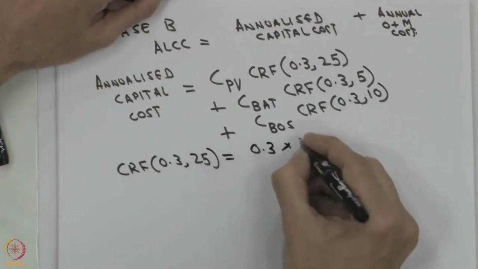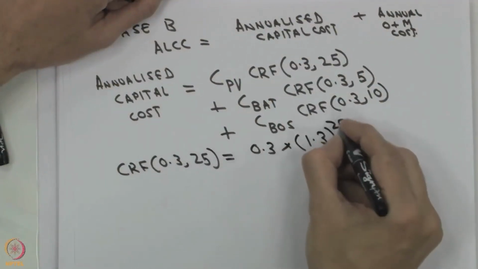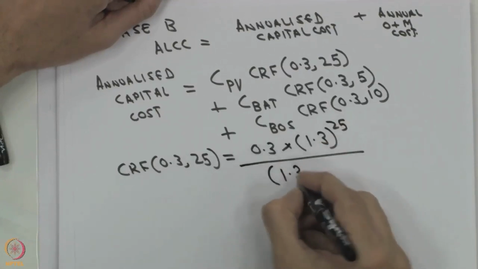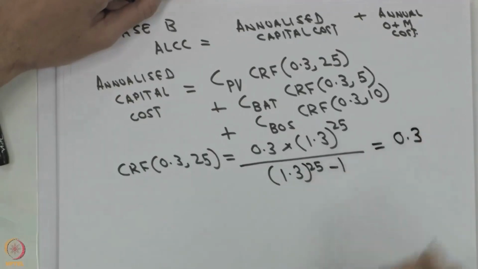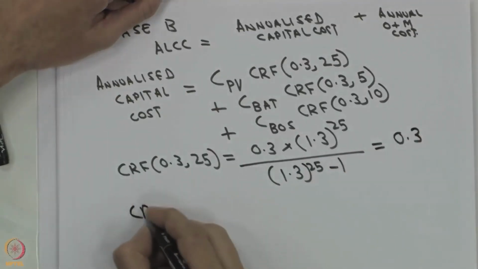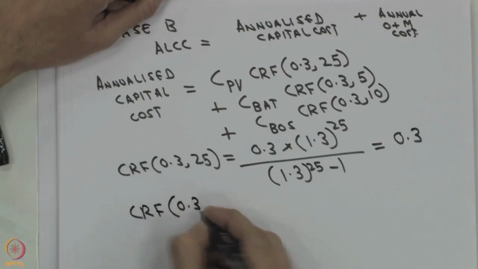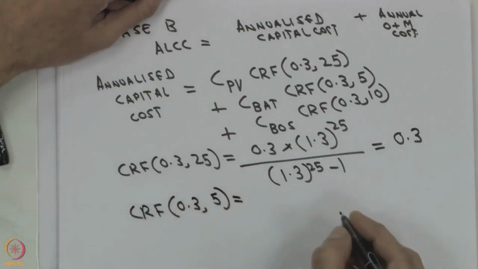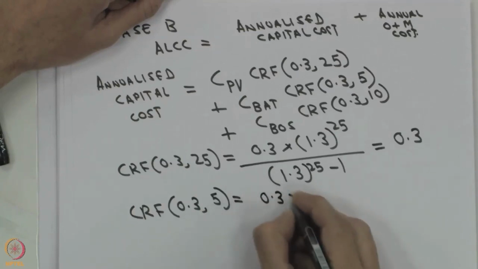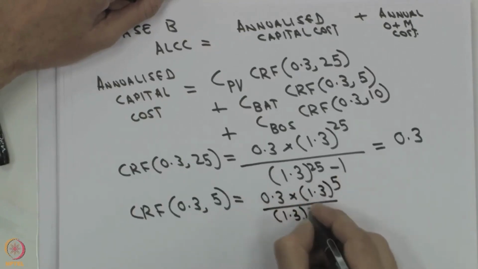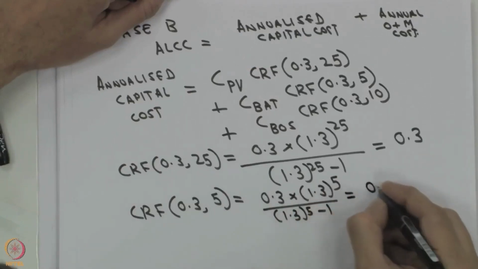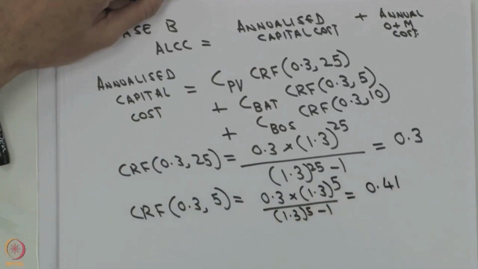CRF 0.325 is 0.3 into 1.3 raised to 25 divided by 1.3 raised to 25 minus 1, and this turns out to be approximately 0.3. Then CRF 0.35, and this is going to be the highest value. This is going to be 0.3 into 1.3 raised to 5 divided by 1.3 raised to 5 minus 1, and that turns out to be 0.41.